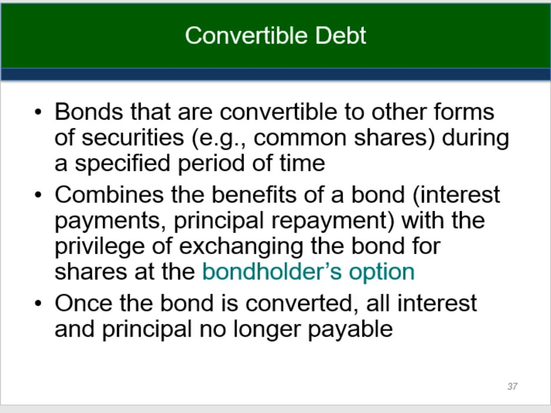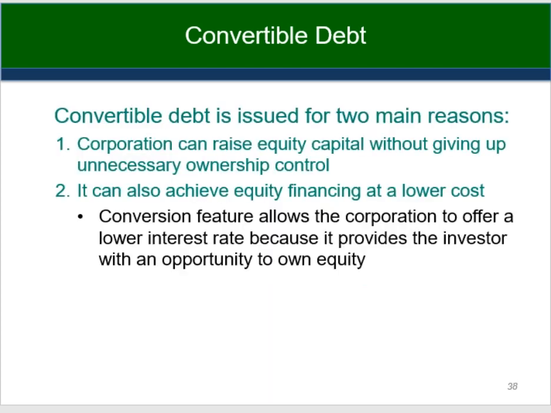So, bonds that are convertible to other forms of securities are convertible debt. It combines the benefits of a bond with the privilege, the risk reduction of having the potential of getting shares. And it's the bondholder's option, not the company's option. The company is essentially the writer of the option in this case. Once the bond is converted, all the interest and principal are no longer payable. They have shares in the company. So the reasons for issuing that is raising equity capital without giving up control, unless it actually becomes profitable for the debt holders to do that. And it could also reduce the interest costs, because it's less risky for the holder of the bond.